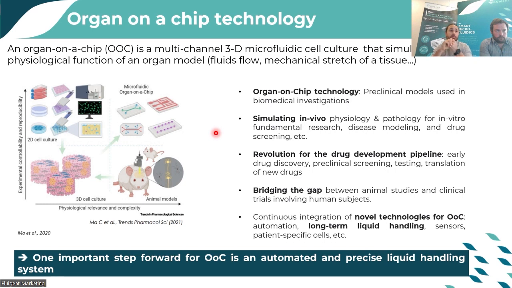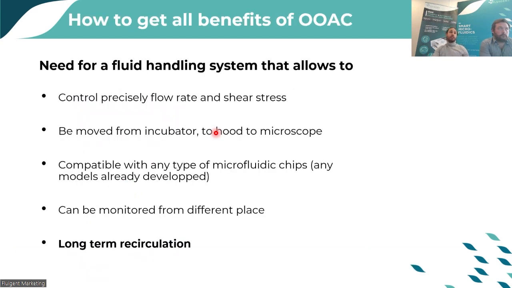So one important step for OrganChip is to have something which allows you to get all the benefits of this technology, to automate every step, to have a really precise fluid handling solution. And so at Fluigent, we are responsible for that. Our area of expertise is liquid handling solutions. And we have noticed that with the increasing interest in OrganChip, there is clearly a need for a fluid handling system that allows you to perform different things.